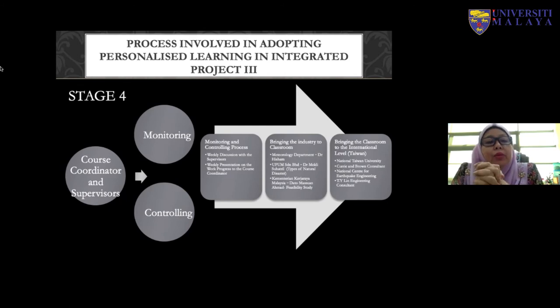This also needs cooperation from the course coordinator and the supervisor, whereby it is more on monitoring and controlling the knowledge that the students gather, and we have to make sure of the quality of the knowledge that the students gather. For the monitoring and controlling process, weekly discussions with the supervisor were done, and weekly presentations on the work progress to the course coordinator. And on top of that, besides having supervision, we also bring the industry to the classroom.